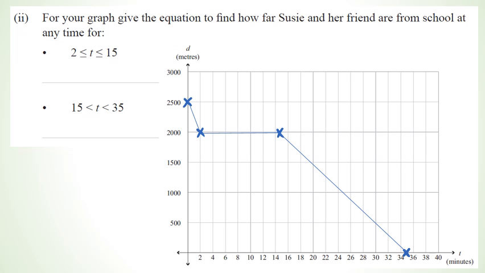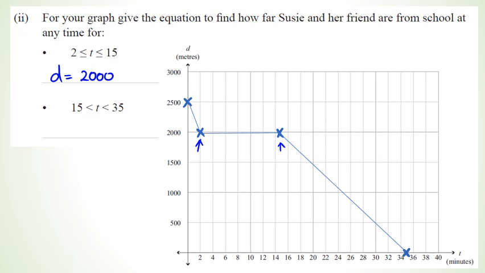All right guys, for the second part of this question, you've been asked for your graph, give the equation for these particular times here. Between 2 and 15, we're looking at between here and here, and we can see that it's a straight line and it's cutting at 2,000. So we can write this as d equals 2,000.